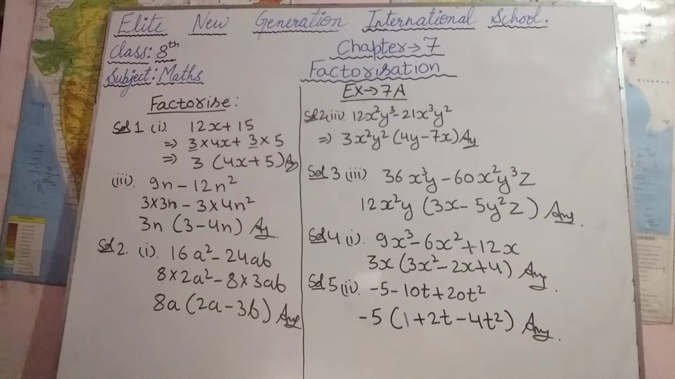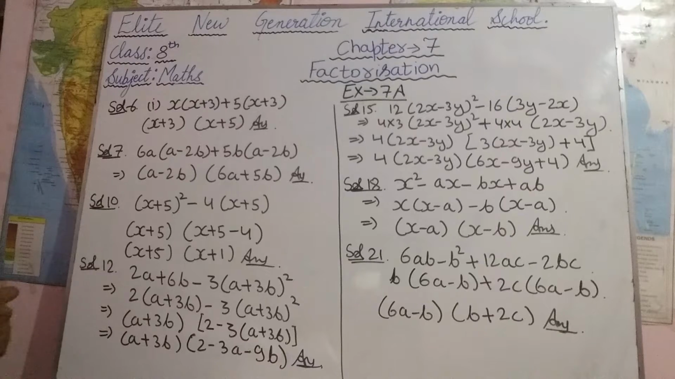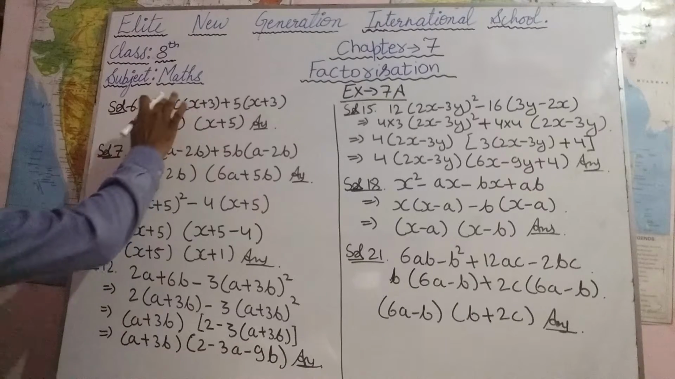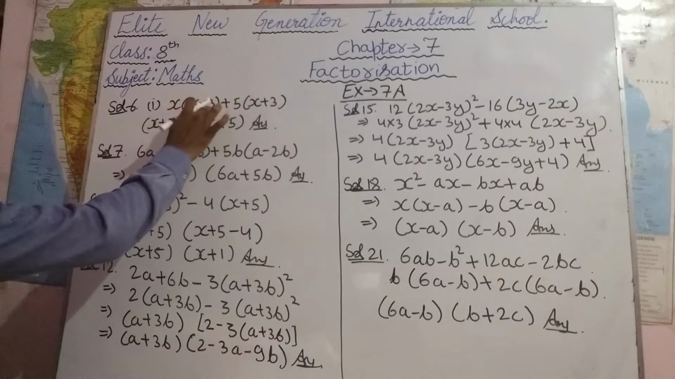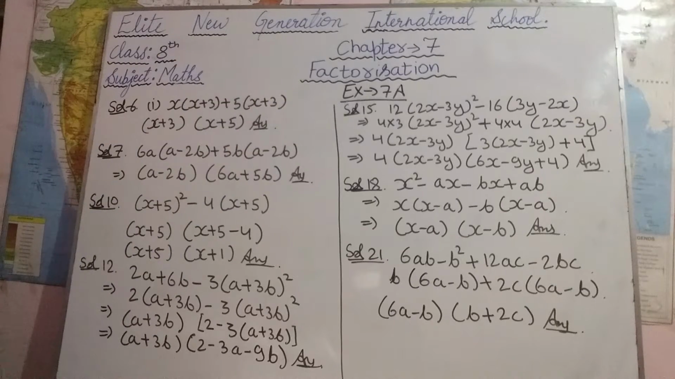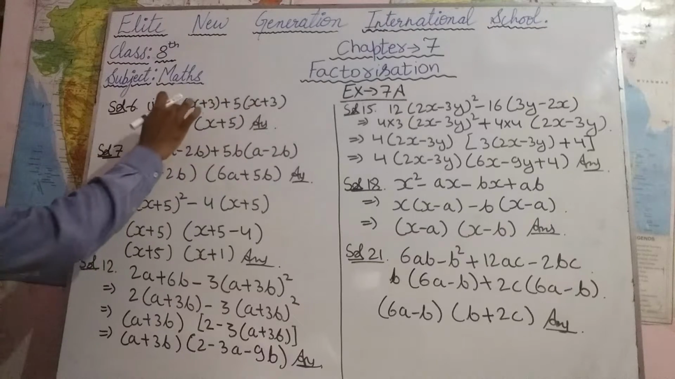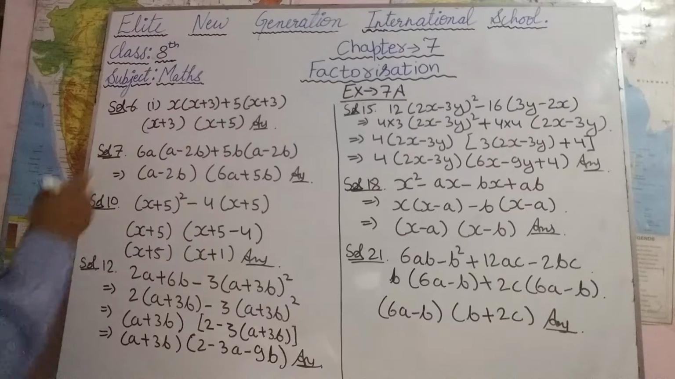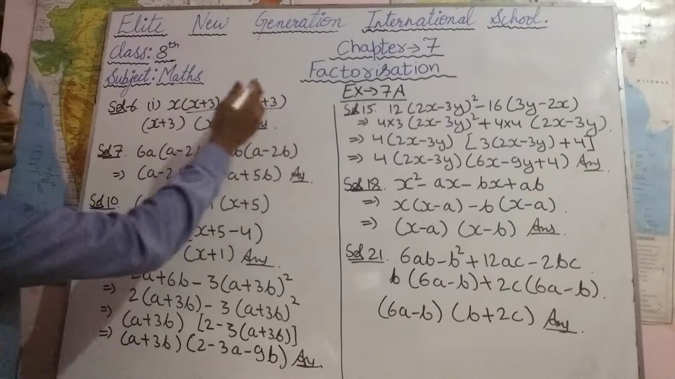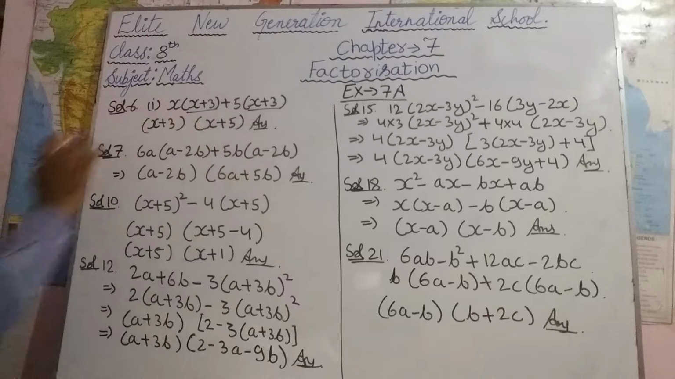Now after this, see next question. So in our next question, see question number 6, first part. x into x plus 3 plus 5 into x plus 3. So here we can take this x plus 3 as common. Here is x plus 3 and here is also x plus 3. We can take this x plus 3 as common. So here will be left x plus 5. So this will be the answer.